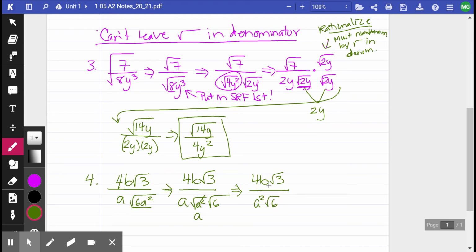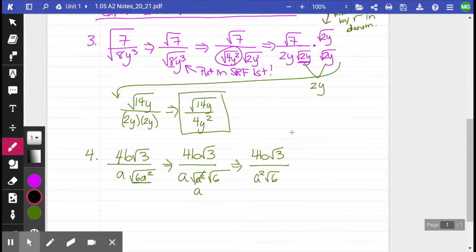Now the problem with this is that I have a radical in the denominator, and I'm not allowed to have a radical in the denominator. So I multiply the denominator and the numerator by whatever radical I need to get rid of in that denominator. Now I can combine some things in the top here. So I have rad 3 times rad 6 will give me rad 18. And in the denominator, rad 6 times rad 6 is 6. So I'm left with 6a squared.